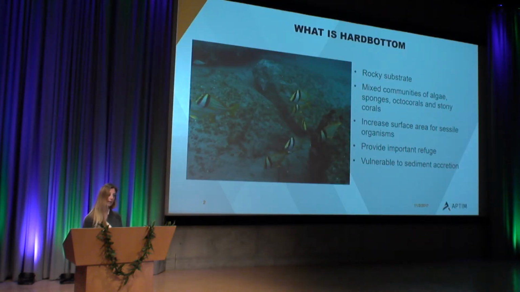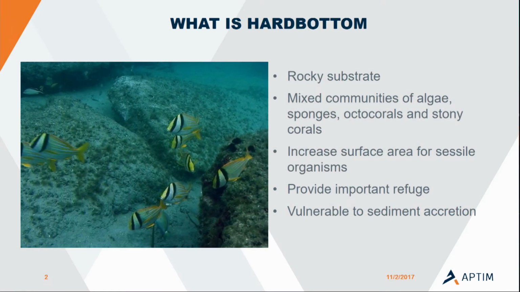So, before I can get into the how, I need to talk to you about what is hardbottom. Hardbottom is the rocky substrate that occurs on our continental shelves. This hard surface is where our sessile organisms like to attach themselves and flourish, creating a hard-bottom community. Usually these are algae, sponges, soft coral, and hard corals. Ecologically, these areas are important because they provide refuge for the mobile organisms that utilize the continental shelf. Because of their location, they are vulnerable to sediment accretion.